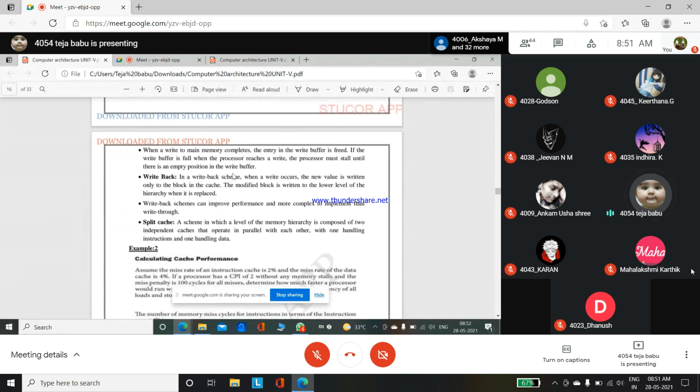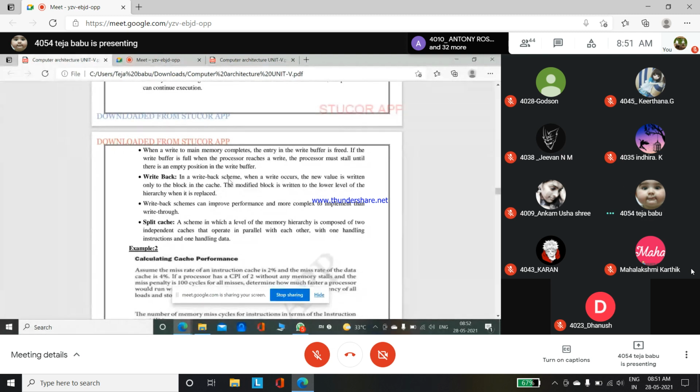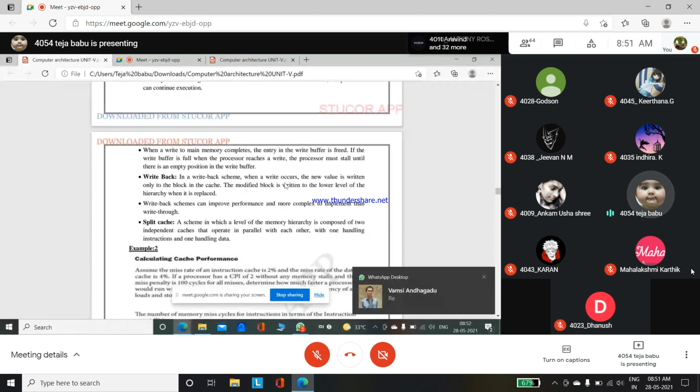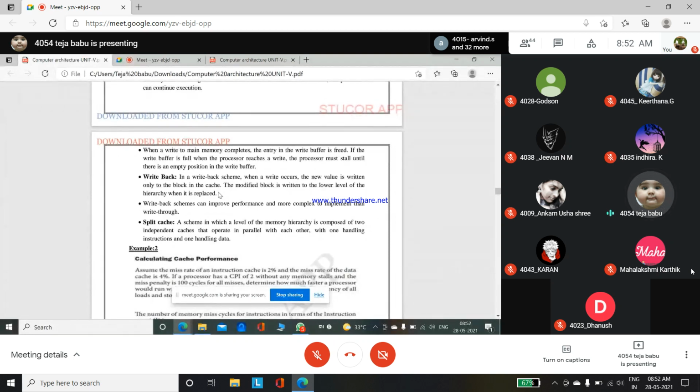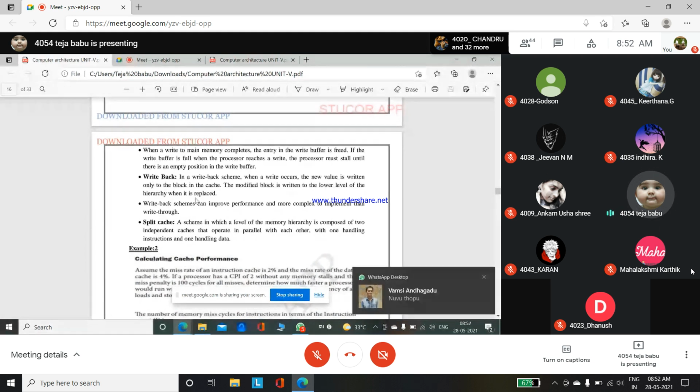What is write back? As we have discussed before, in a write back scheme, when a write occurs, the new value is written only to the block in the cache. The modified block is written to the lower level of the hierarchy when it is replaced. So only the new value is written to the block in the cache, and the modified block is written to the lower level of the hierarchy when it is replaced.